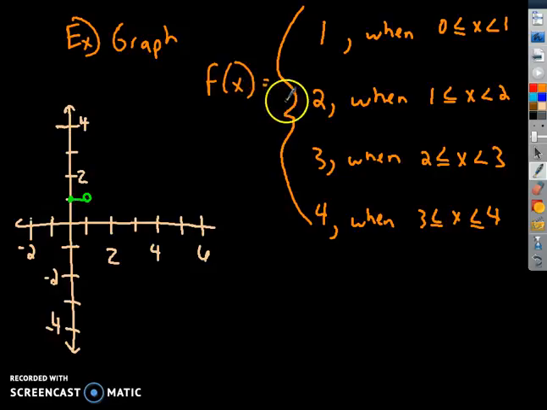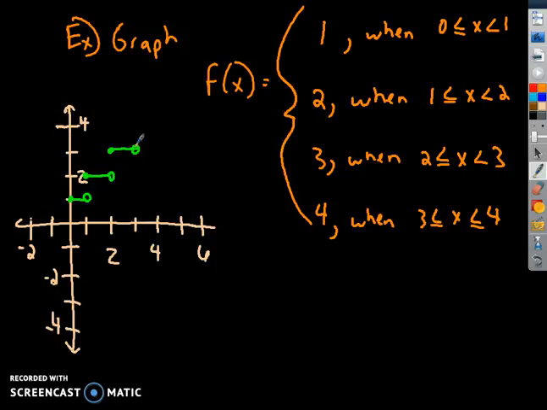Next line is y equals 2 on the next interval from 1 to 2. So from 1 to 2 is here. So it's a closed dot and an open dot there. And then the next interval is y equals 3. So this is where y is 3. And that's on the interval from 2 to 3. So starting here at 2, you should begin at 3, and then go over to here. So it's an open circle there at 3.